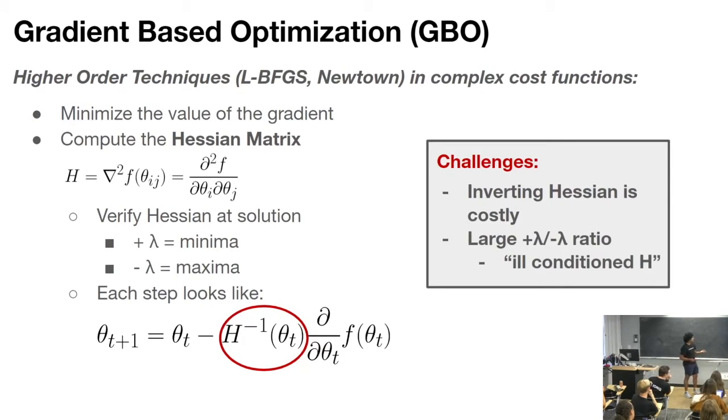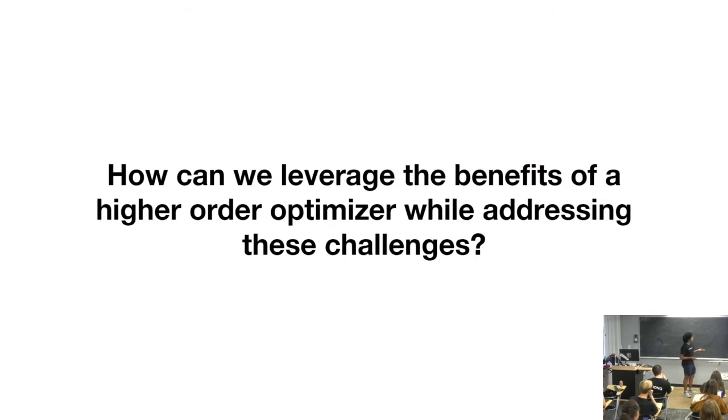The other issue is that if your Hessian itself has a large ratio between its largest and its smallest eigenvalue, we call that ill-conditioned, in that your algorithm does not know at what rate it should converge in different directions. So these are the two challenges with higher order optimization. So although higher order methods are better at going through more complex cost functions, the challenges are these two: inverting a Hessian and the ratio of your largest and smallest eigenvalues. And so how do we get the benefits of this higher order optimizer while addressing these issues?